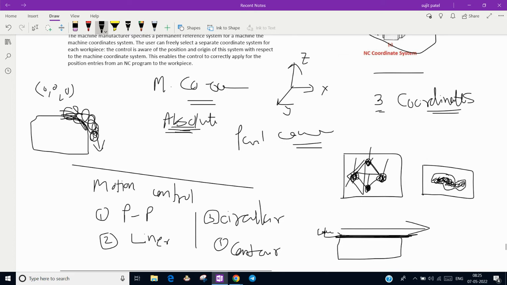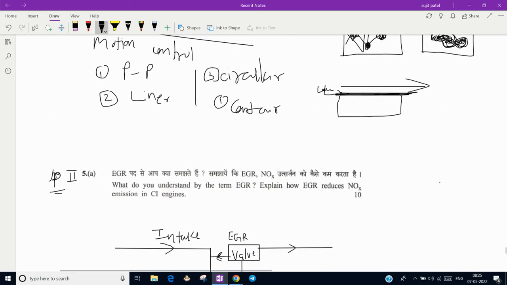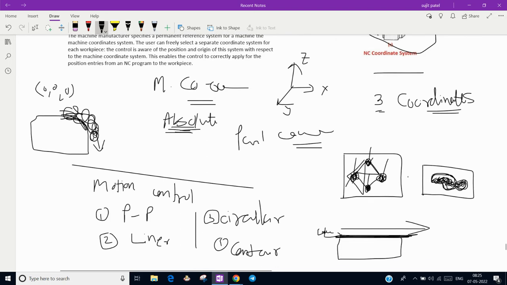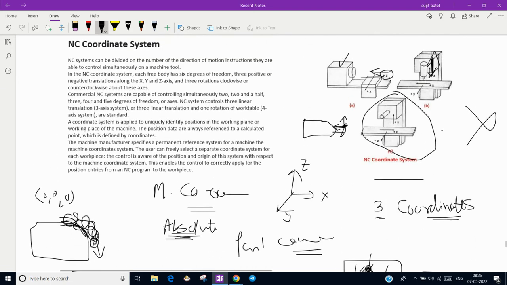So what you have to do, you have to make a contour and we have to follow the tool. To make the tool follow this contour, the control that is required is known as contour control. So these are basically the four motions, and you have to write this much only and you will get the 20 marks.